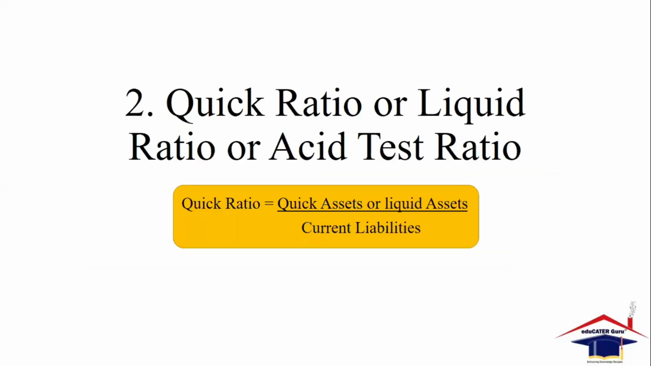Next, coming to the quick ratio, which is also called the liquid ratio or acid test ratio. So any name they ask, it is the quick ratio. It has three different names. The formula goes like quick assets or liquid assets divided by current liabilities. So what is quick assets? What does it include? That we will see now.